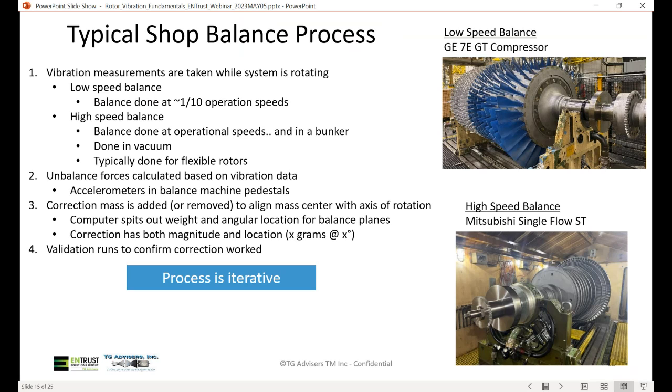During the balance procedure, the unbalanced forces are calculated based on vibration data. This is done with accelerometers in the balance machine pedestals. A correction mass is added or removed to align the mass center with the axis of rotation. This is typically done with an automated computer-based program. The computer will spit out a weight and angular location for balance planes. The correction has both magnitude and location, so X grams at some circumferential position in the balance slot. After the balance weight is applied, validation runs are completed to confirm the correction worked. This is an iterative process.